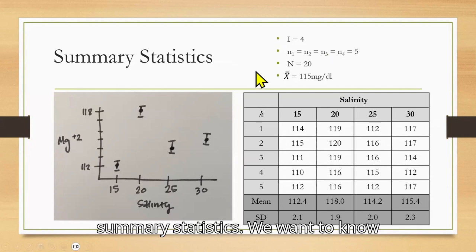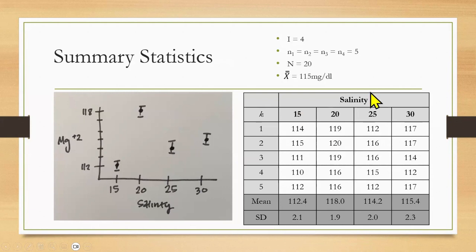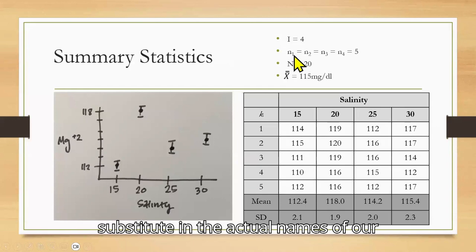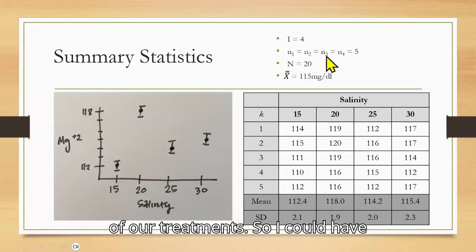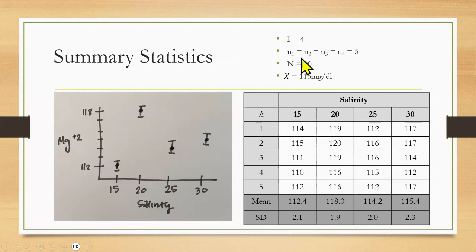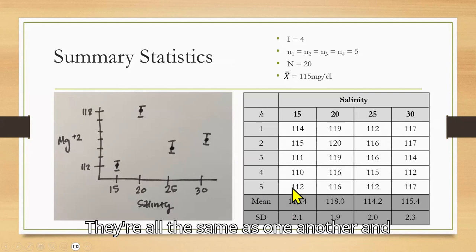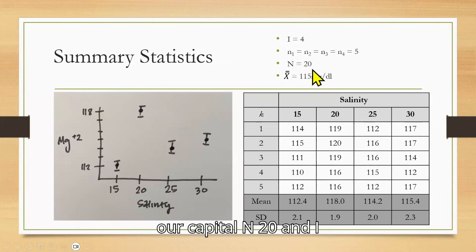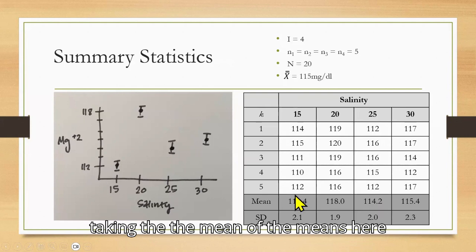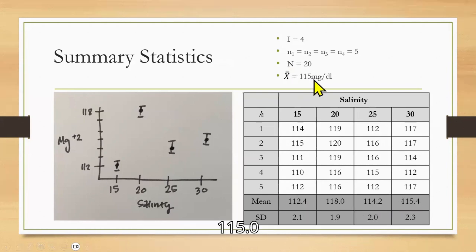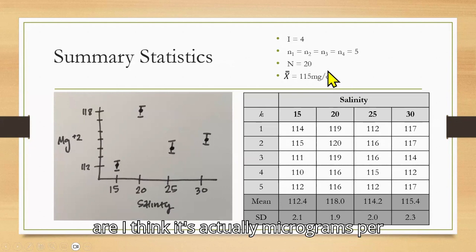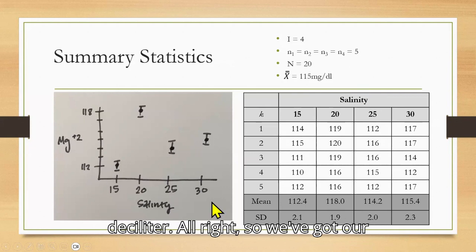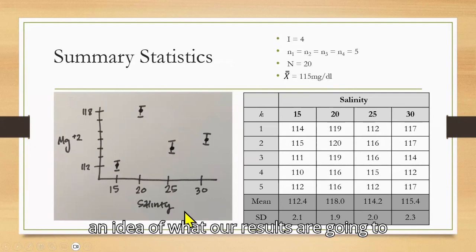All right, so let's find our other summary statistics. We want to know capital I. That's the number of different treatments, and so we have 4. And our little n sub i, or we can substitute in the actual names of our treatments here, or a code for the names of our treatments. So I could have written n sub 15, n sub 20, instead of just 1, 2, 3, 4. They're all the same as one another, and they all equal 5. We've got 4 treatments times 5 individuals. That makes our capital N 20. And I calculated the x double bar just by taking the mean of the means here, and it comes out to 115.0. Our units for this concentration are, I think it's actually micrograms per deciliter. All right, so we've got our summary statistics calculated. We've got an idea of what our results are going to look like.